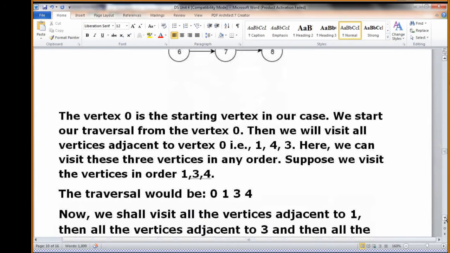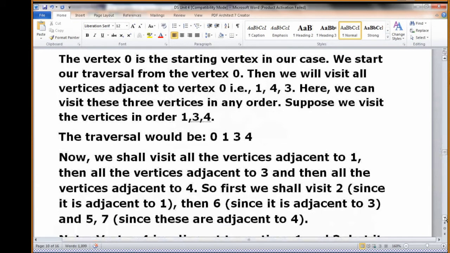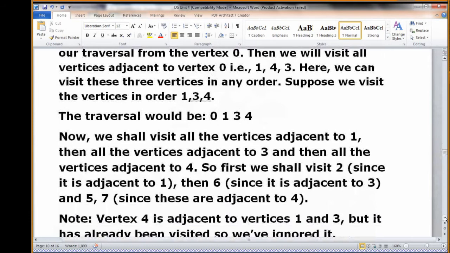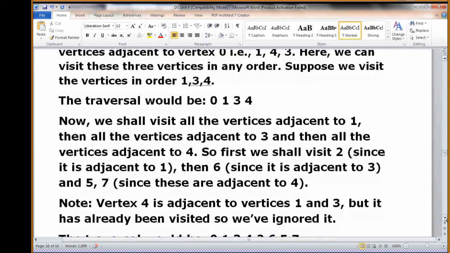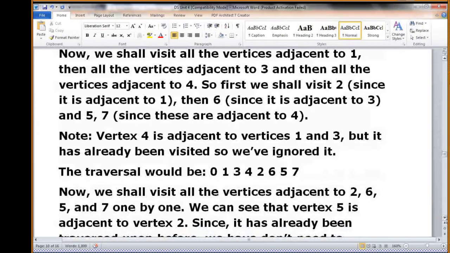The traversal should be 0, 1, 3, 4 first. And then we shall visit all adjacent vertices of 0, 1, 3, 4. We shall visit all the vertices adjacent to 1, then all the vertices adjacent to 3, and then all the vertices adjacent to 4. So first we visit 2 because 2 is adjacent to 1, then 6 because 6 is adjacent to 3, and then 5 is adjacent to 4. From 5 only 7 is there, so we visit 7, and from 7 only 8 is there, so we visit 8. So 0, 1, 3, 4, 2, 6, 5, 7.